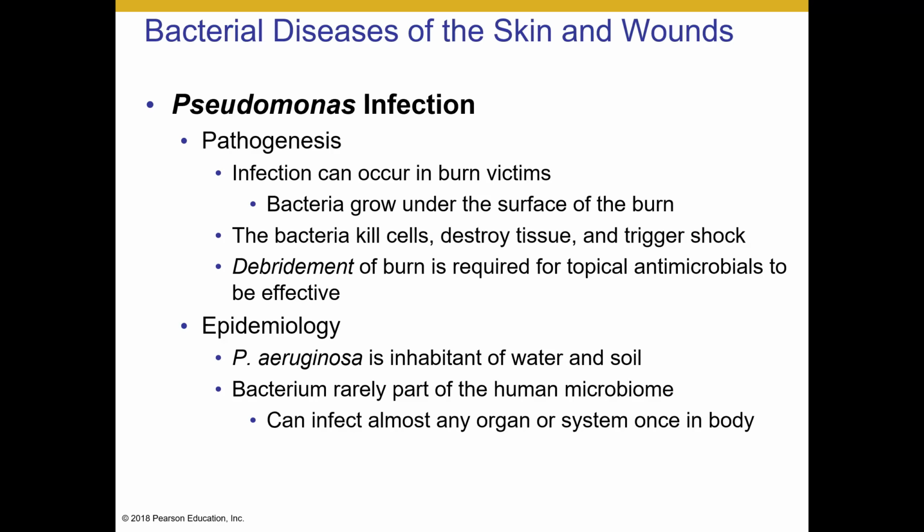Pseudomonas infection is especially dangerous in burn victims. Burns create large areas of dead tissue. Dead tissue has poor blood supply, meaning immune cells and antibiotics have difficulty reaching the site. The bacteria grow beneath the surface of the burn and release toxins that destroy tissue and can trigger systemic shock.